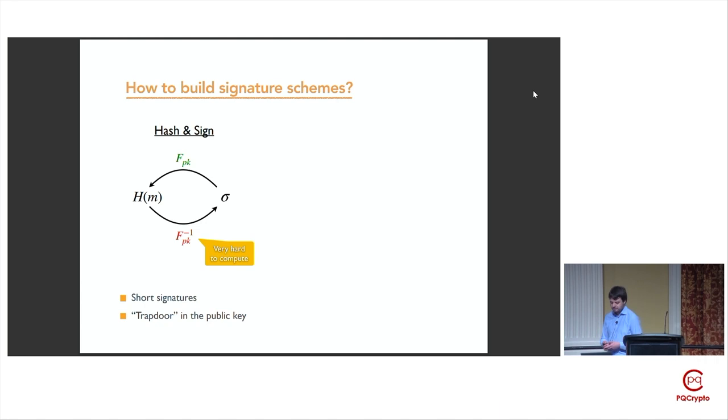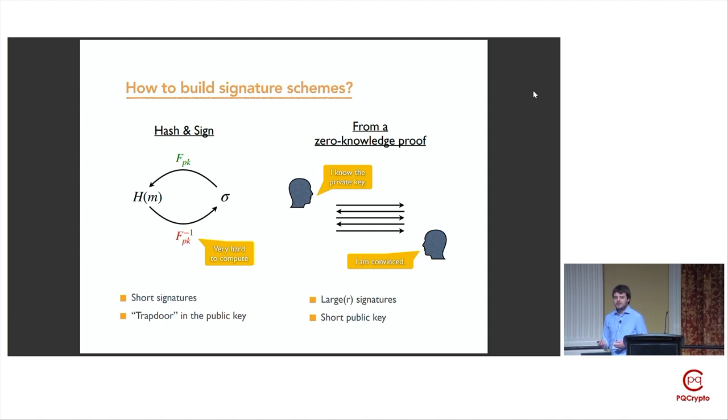On the other side, we have the signature schemes built from a zero knowledge proof or an identification scheme. The idea is we have a prover. We want to convince a verifier that he knows the private key corresponding to the public key. And there will be an exchange, a dialogue between the prover and the verifier. And at the end, normally, the verifier will be convinced without knowing the private key. Of course, it must remain secret. And thanks to the Fiat-Shamir transform, we can get signature schemes. This approach leads to larger signatures, but has the advantage of having no trapdoor in the public key, so it leads to conservative schemes, and the public key can be very small.